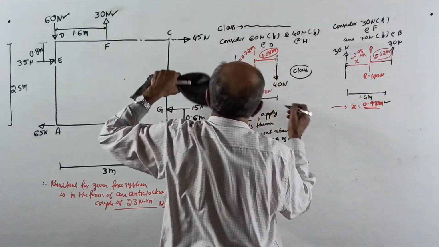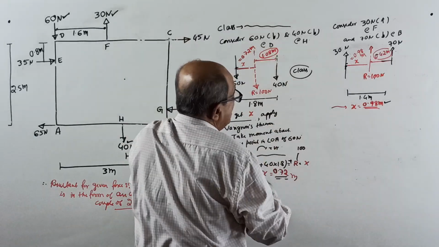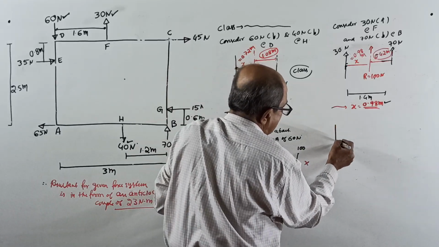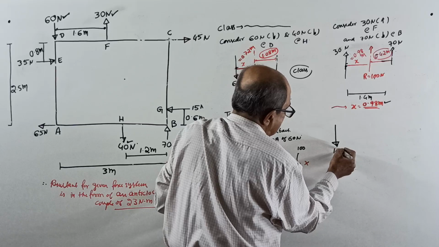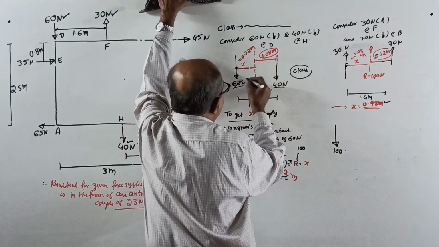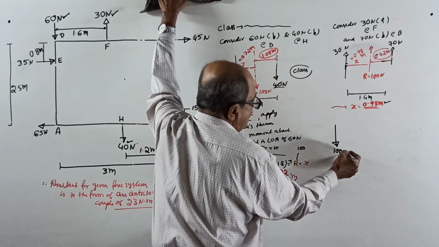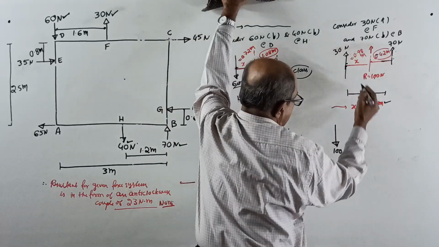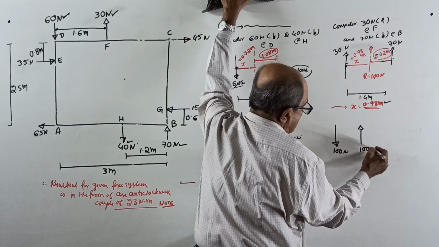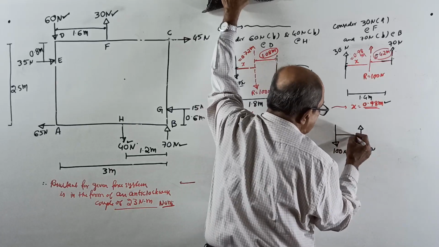There is a downward force of 100 Newton here, that is the resultant of these two. You can replace these two forces by 100 Newton down and these two forces by 100 Newton up. I want the distance between them.